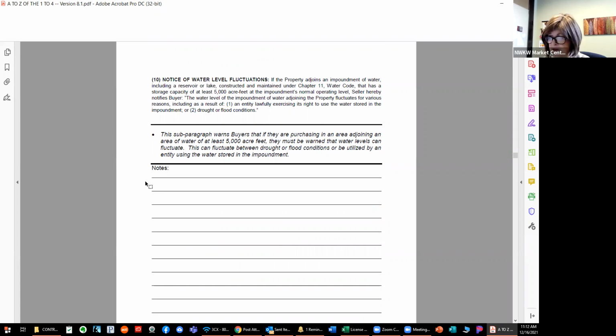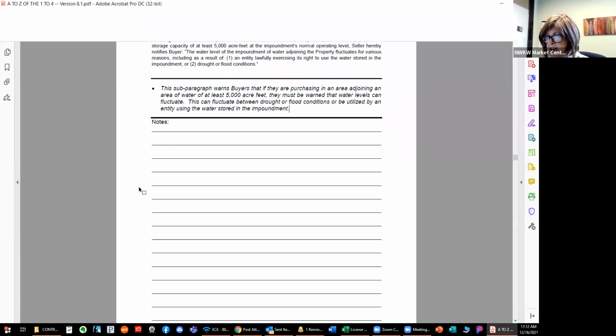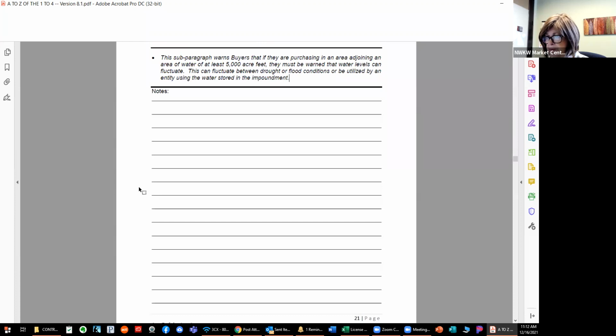Don't we know that the waters can fluctuate around here? So Lake Travis, Lake Austin, not so much. Water levels are pretty normal because of the river, but when the dam stops the water from coming, that of course is going to make the water level go down around Lake Travis. So it's just warning them that it will fluctuate between drought or flood situations. They need to be aware of that and warned about that. You getting the idea that it's all about protecting the buyers? Yep.